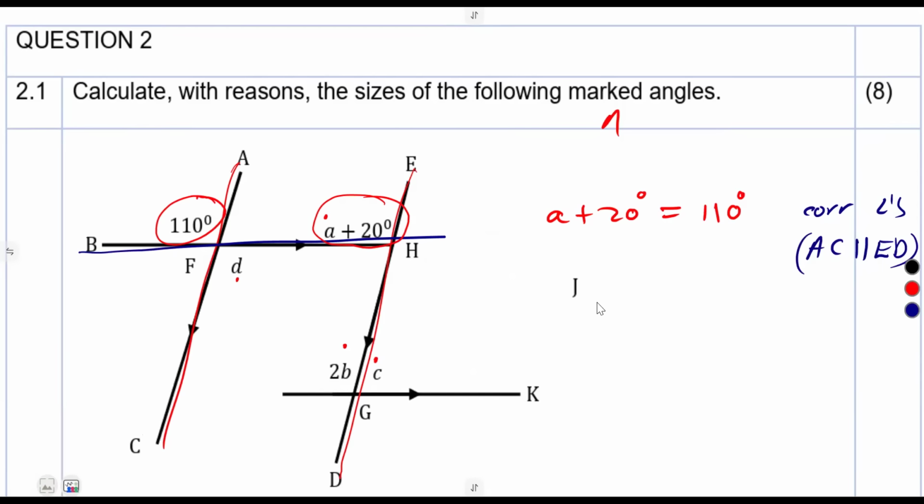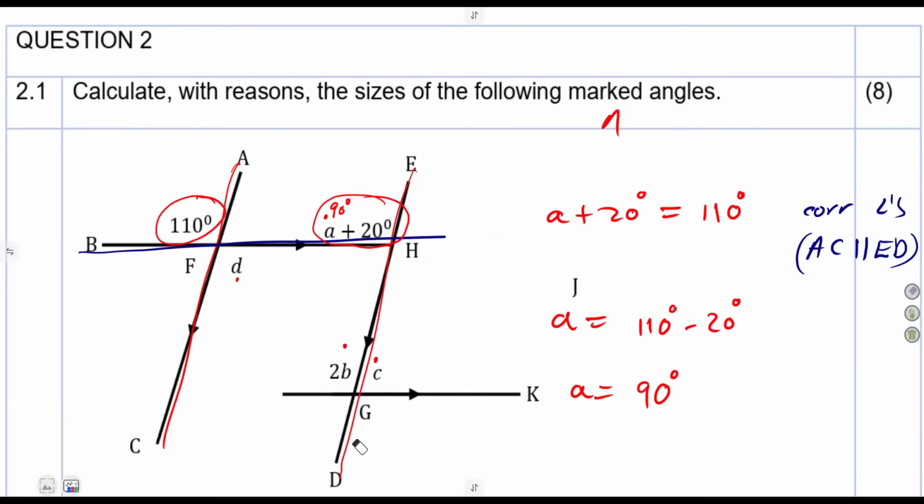So you can solve for X. For A, 20 to the other side is going to be a negative, 110 minus 20 degrees, which is going to be what? 90 degrees, all right? So that is what you're going to have as the value of A, which is 90.